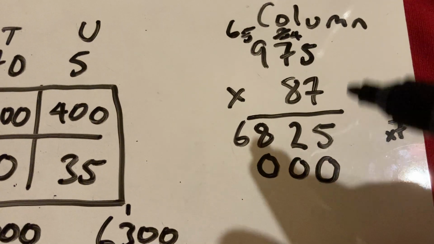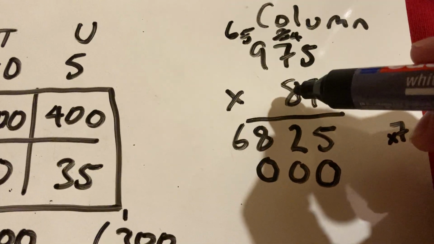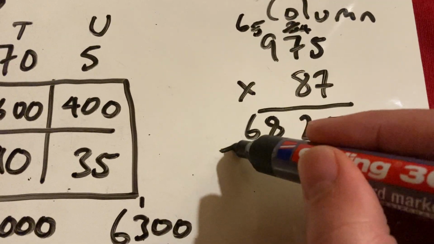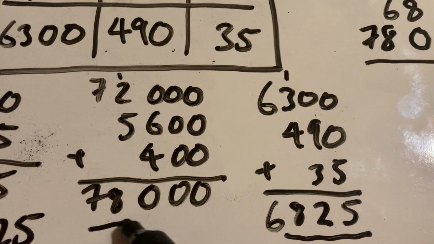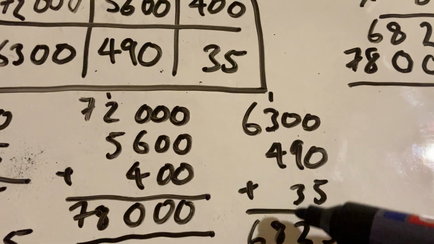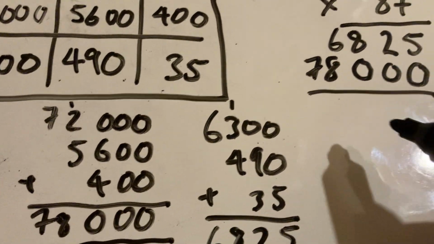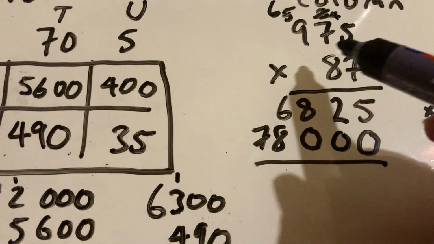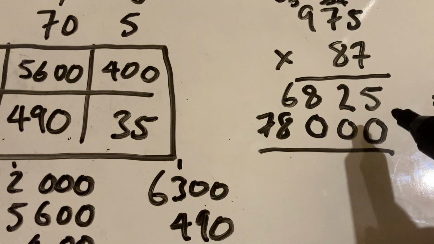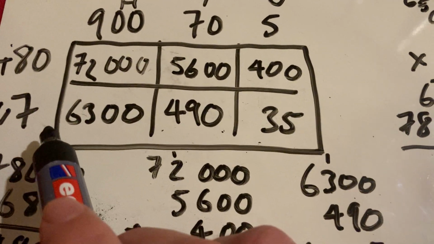Some people write them below. 9 times 8 is 72, plus that 6 is 78. And that's the 78,000 that we saw here, which is why I didn't put it in one column earlier. I wanted to split that up so we could see that's the 78,000 from the 80 times 975. That's the 6,825 from the 7.